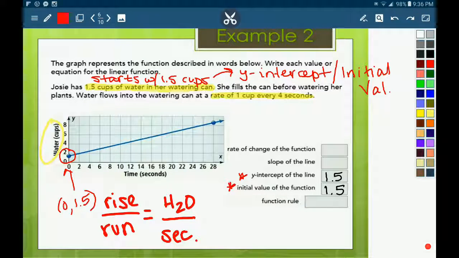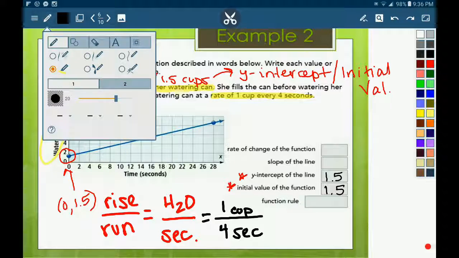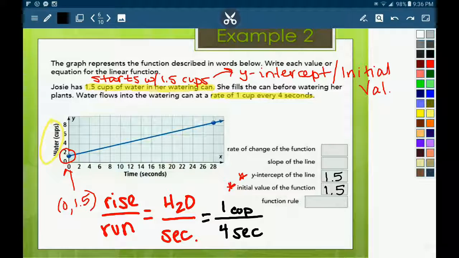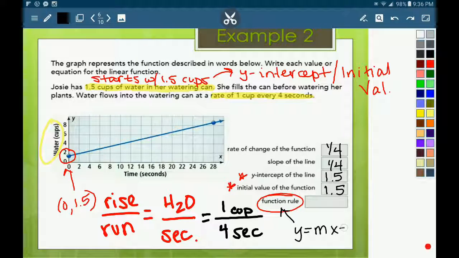Okay, so what do we have? We have 1 cup of water every 4 seconds. So our slope is 1/4. And that's the same thing as the rate of change. We know that rate of change is a synonym for slope. So now I'm ready to create my function rule. Remember, function rule just means equation. So whenever you see the phrase function rule, I want you to think y equals mx plus b.